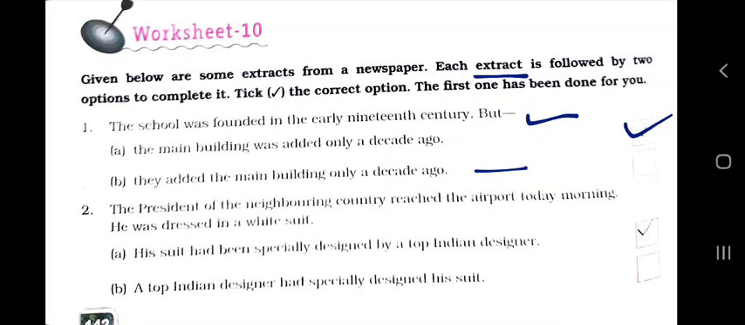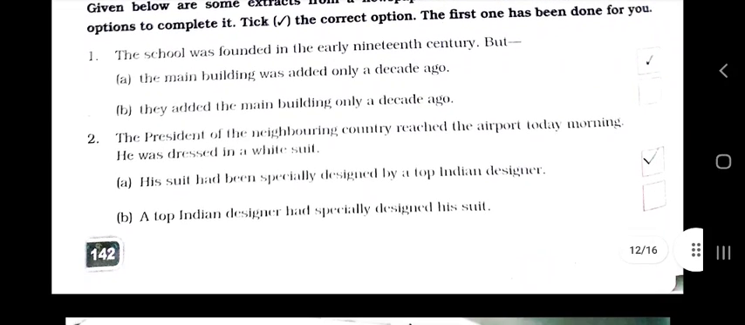The president of the neighboring country reached the airport this morning. He was dressed in a white suit. His suit had been specially designed by a top Indian designer. So here more emphasis is placed on the suit, so here this one will be correct.